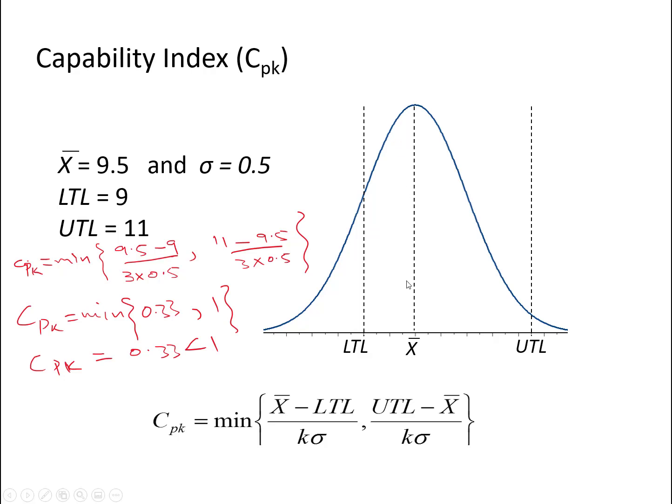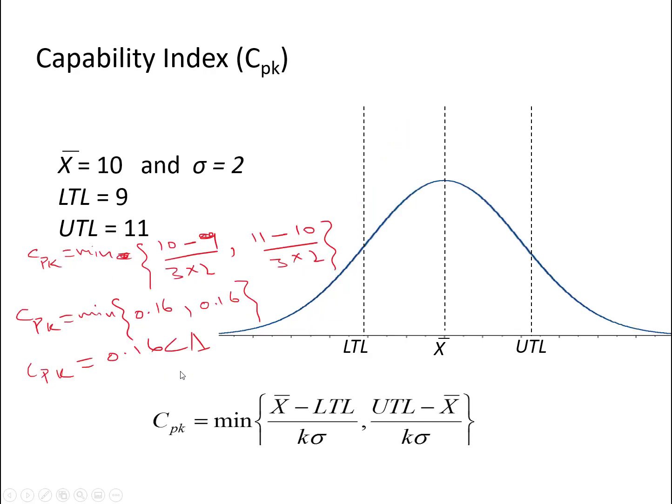Once again, because you just changed the mean, the spread and the deviation are the same, but the mean is changed. But once again, this Cpk value is less than 1. So the process is not capable.